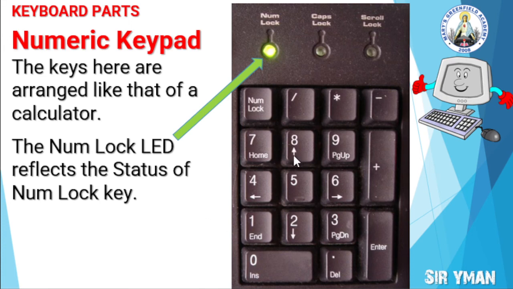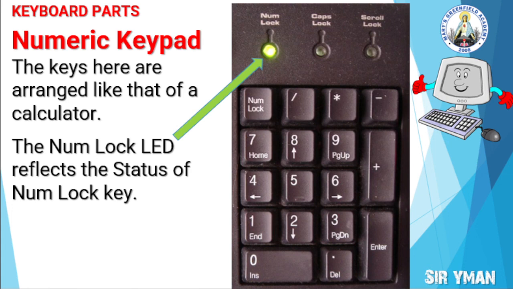So makikita nyo rito, no, na merong yung 8, nandun yung up, 4 has left, 6 has the right, and the 2 has down. Tapos yung iba, 7 home, yung 9 naman may page up, yung 3 yung page down, 1 is end, 0 is insert, dot is delete. Okay, so yan, ano, if the numlock LED is off, so ang magfa-function ay yung navigation niya. So ang magfa-function dito yung arrow keys. And yung home, yung end, 3, 9.